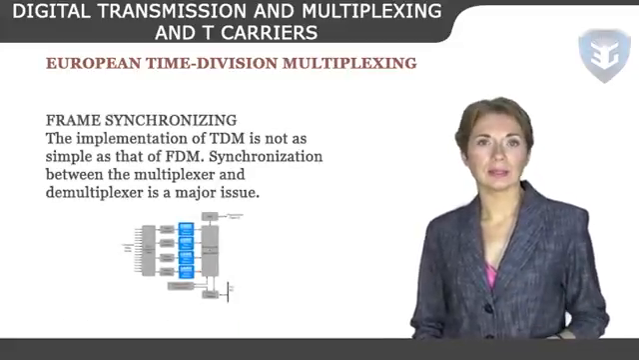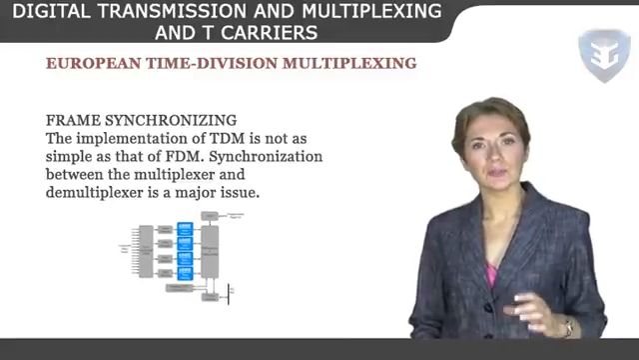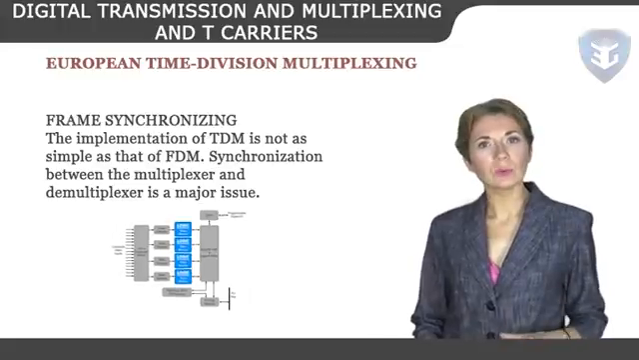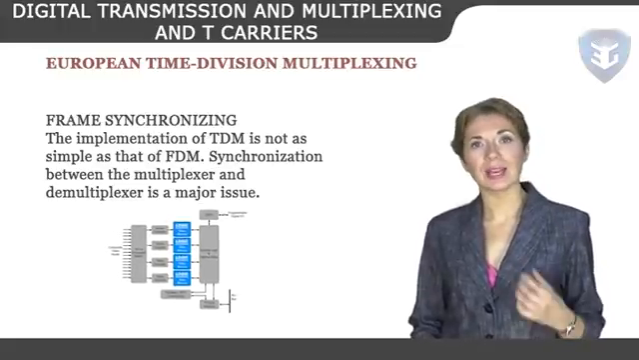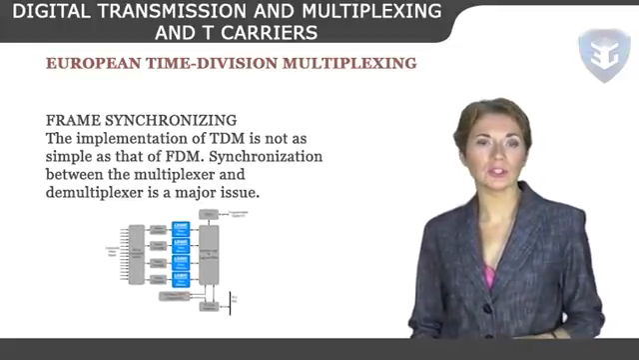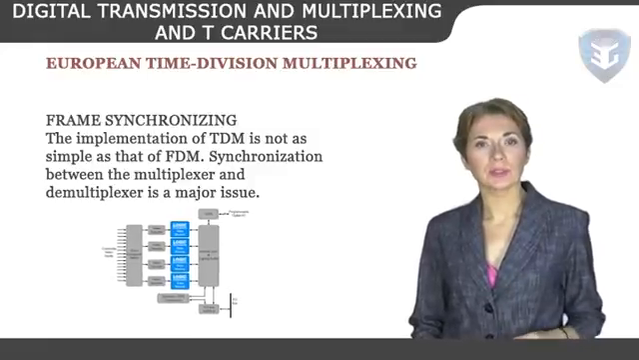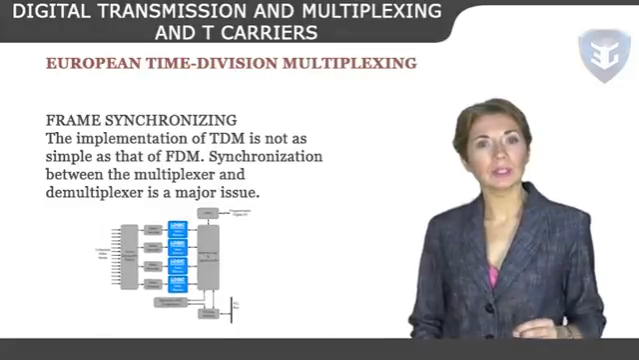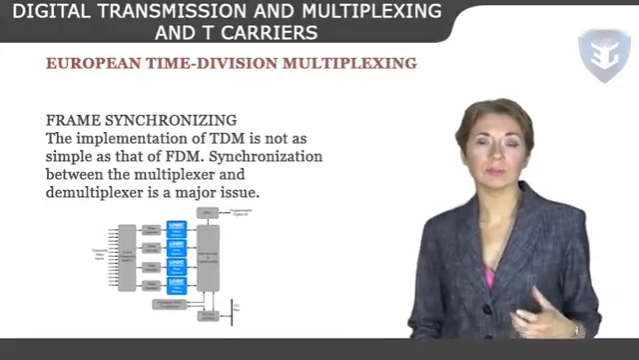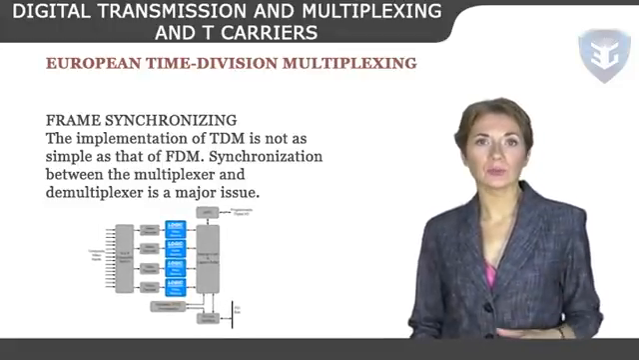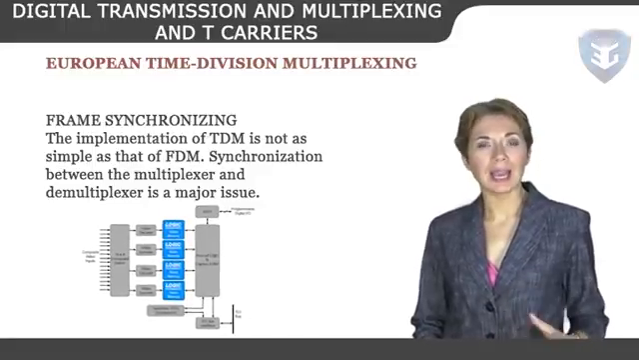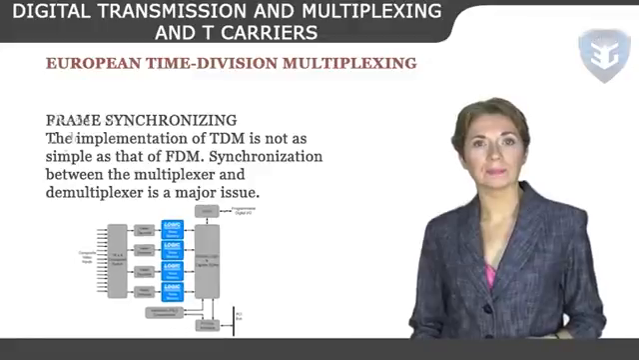Frame synchronizing. The implementation of TDM is not as simple as that of FDM. Synchronization between the multiplexer and demultiplexer is a major issue. If the multiplexer and the demultiplexer are not synchronized, a bit belonging to one channel may be received by the wrong channel. For this reason, one or more synchronization bits are usually added to the beginning of each frame.